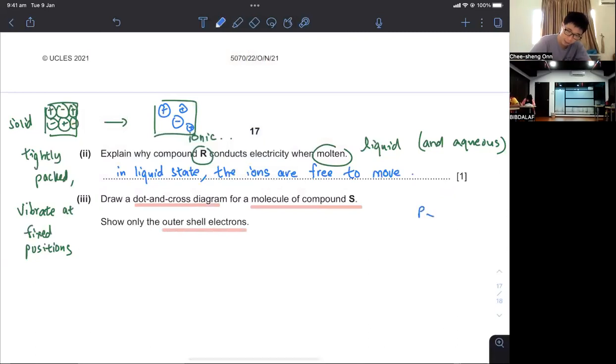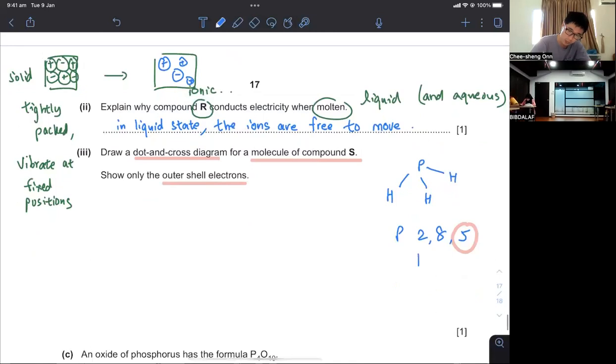Okay. The next one is a molecule of compound S, outer shell electrons, dot and cross. It was given to you as PH3 like this. Phosphorus 2, 8, 5 electronic configuration. This was your first shell, second shell, third shell, and it's in group 5. Each of these is a single covalent bond. So phosphorus gives 1 electron, hydrogen gives 1 electron, so they share 1 covalent bond.